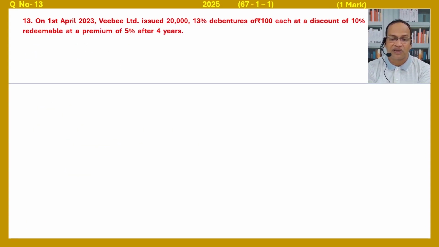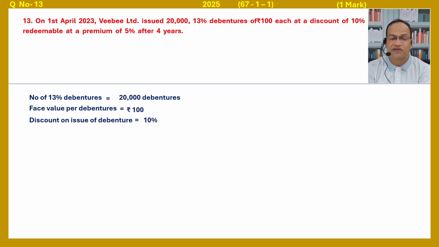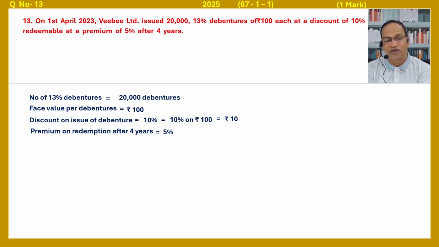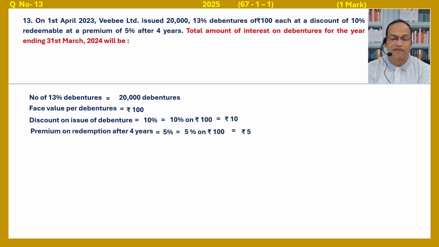On 1st April 2023, Bhibu Limited issued 20,000 13% debentures of rupees 100 each at a discount of 10%, redeemable at a premium of 5% after 4 years. So number of 13% debentures equals 20,000. Face value per debenture equals 100. Discount on issue of debenture equals 10% on 100, that is 10. Premium on redemption after 4 years equals 5% on 100, that is rupees 5.